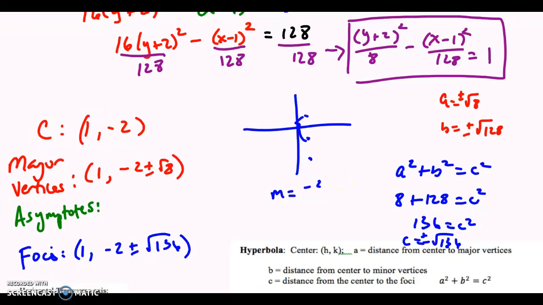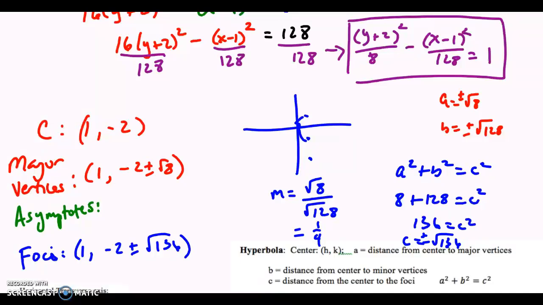I'm sorry, my slope of this line is not going to be negative 2. It's going to be how much I went up from negative 2, which is just root 8. And then I'm going to divide that by how much I actually went over, and I went over root 128. Now, believe it or not, this actually does simplify to 1/4, because 8 goes into 128 16 times, and we're taking the square root of 16, which is going to be 4. So the slope here is going to be 1/4.